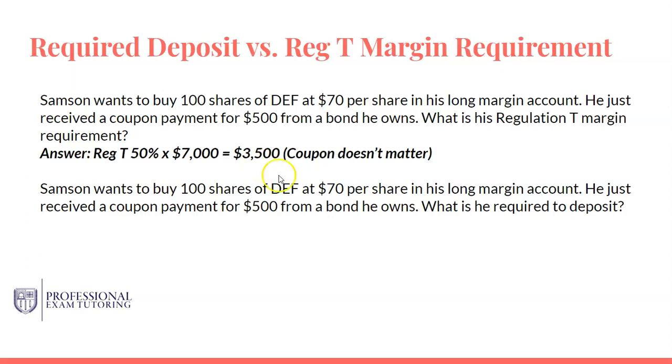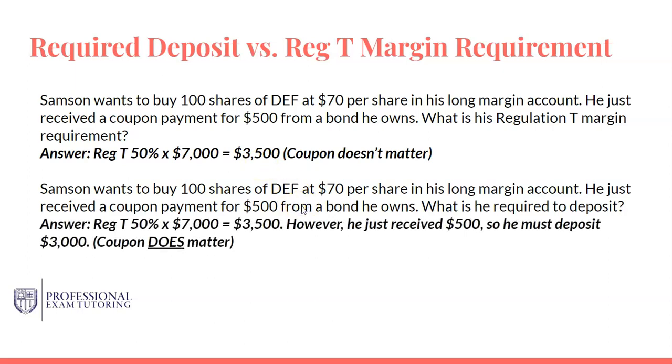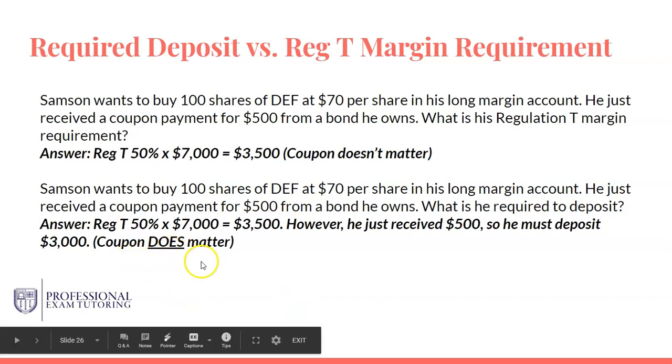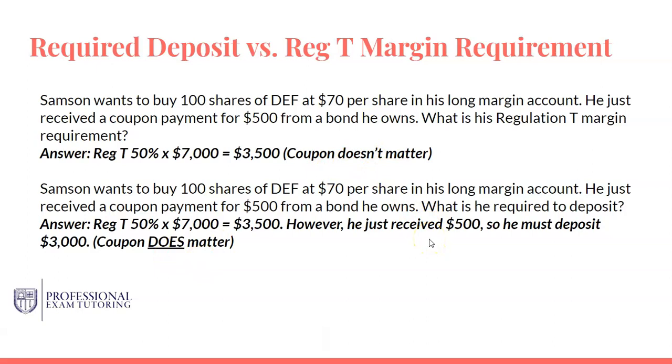So you'll see the difference there in what is he required to deposit versus what's the Reg T margin requirement. So here the coupon does matter, and here it doesn't matter. So just notice the difference. One is what's the actual regulation, and then one is what is he actually required to deposit in order to meet the regulation.